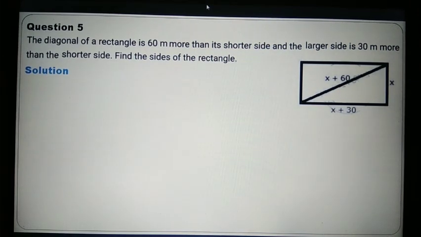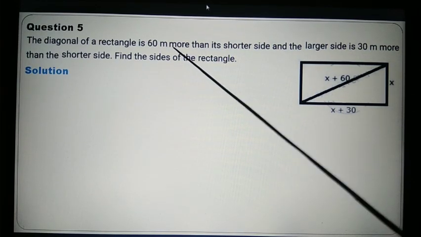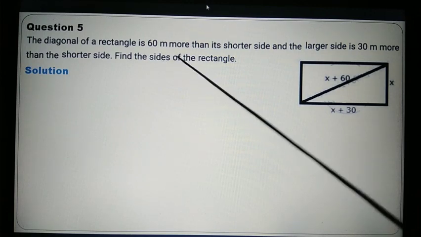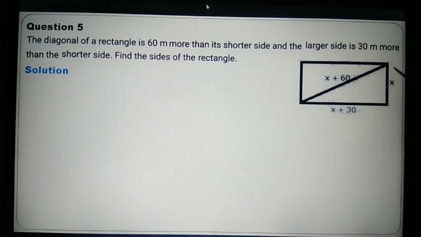According to the question, if this is my rectangle, then this becomes my longer side, this becomes my shorter side, and this becomes my diagonal. The diagonal of a rectangle is 60 meters more than its shorter side. So this is my shorter side. If I take this to be x, then the diagonal will be x plus 60. So x plus 60 gives me the diagonal if x is the shorter side.